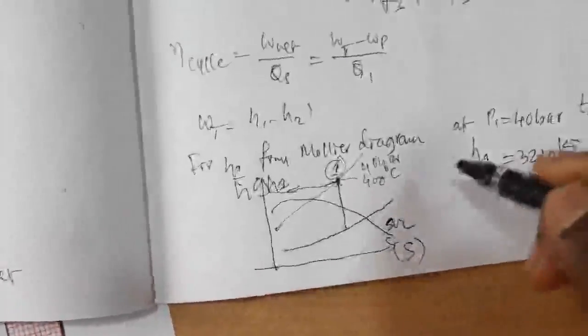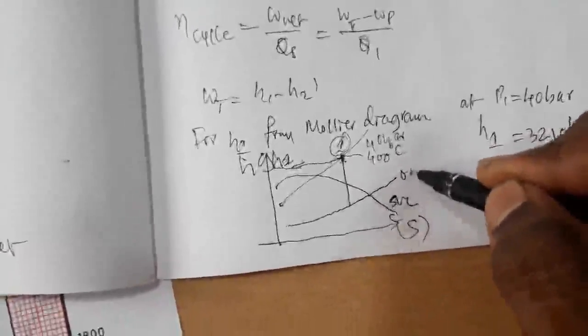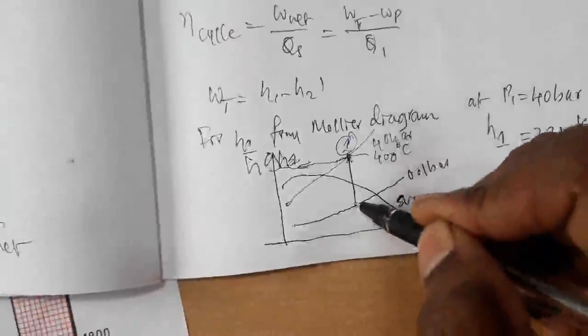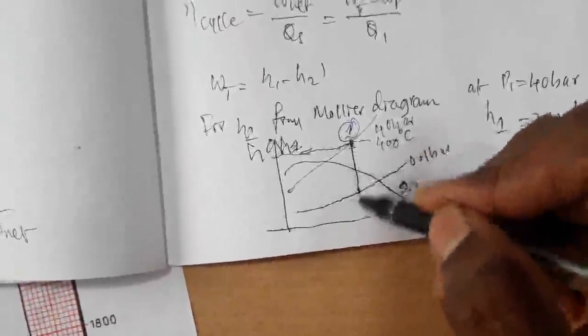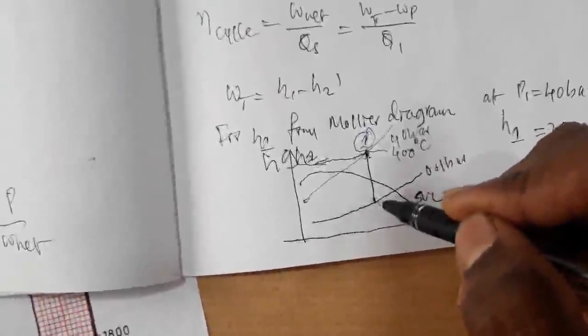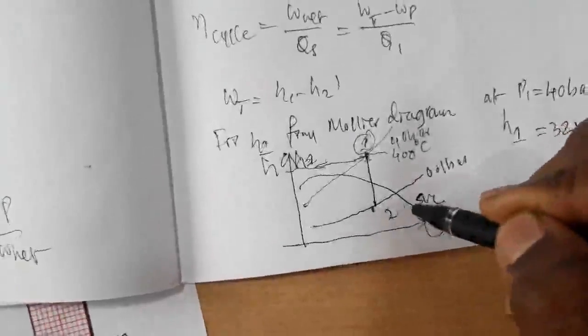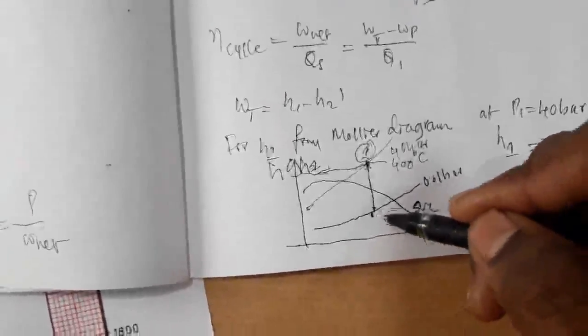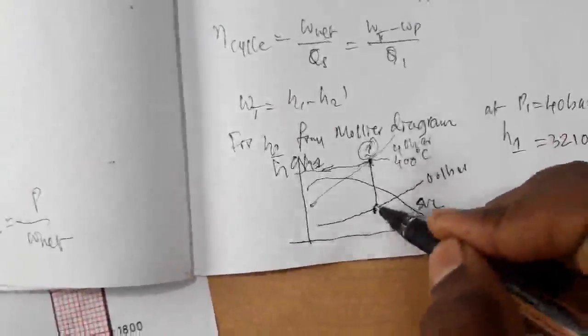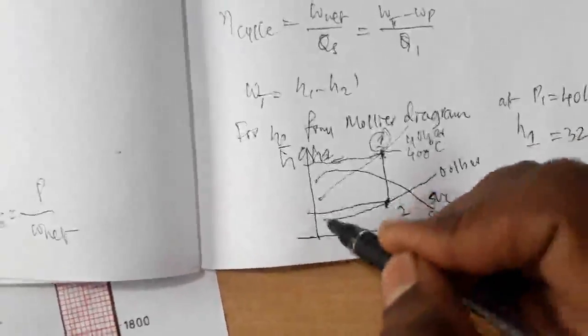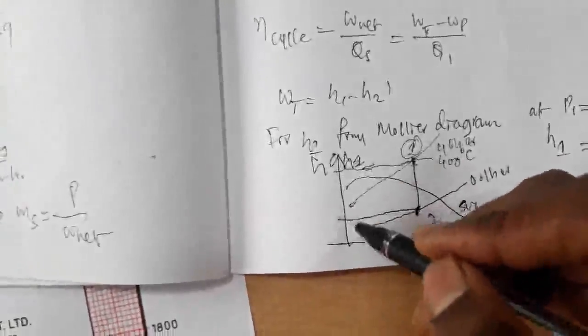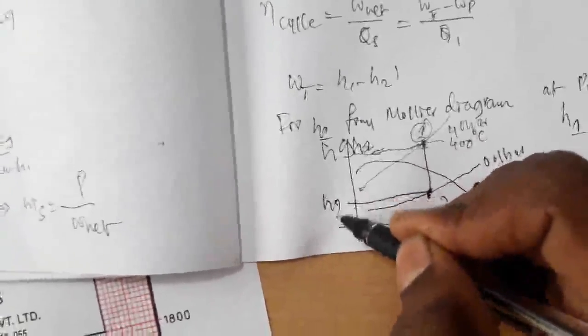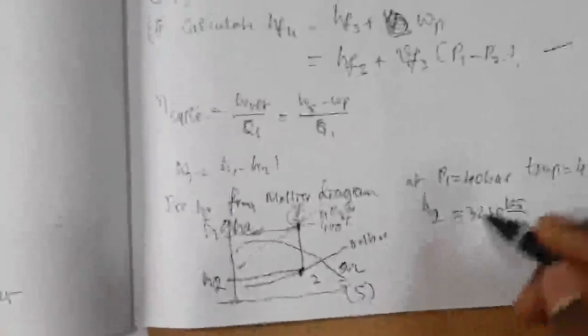Until it cuts the condenser pressure 0.1 bar pressure line. So wherever this isentropic line and the 0.1 bar pressure line on the Mollier diagram intersect, I am marking it as state 2. If I draw a horizontal line till it cuts the y-axis, that is the enthalpy line, so I will be able to get the H2 value, that is enthalpy at state 2.